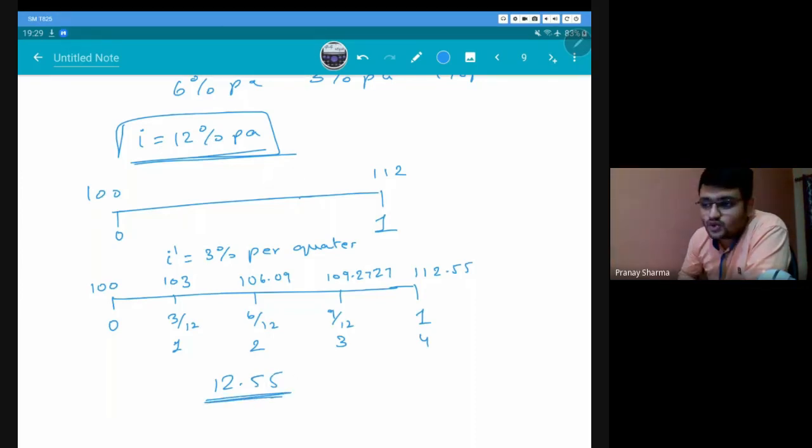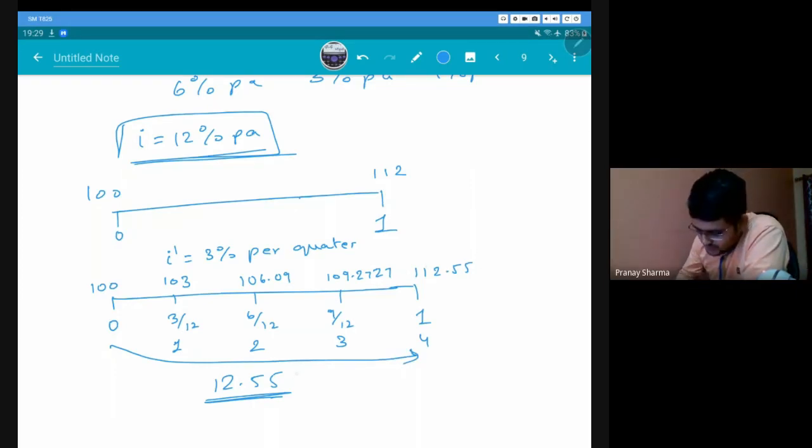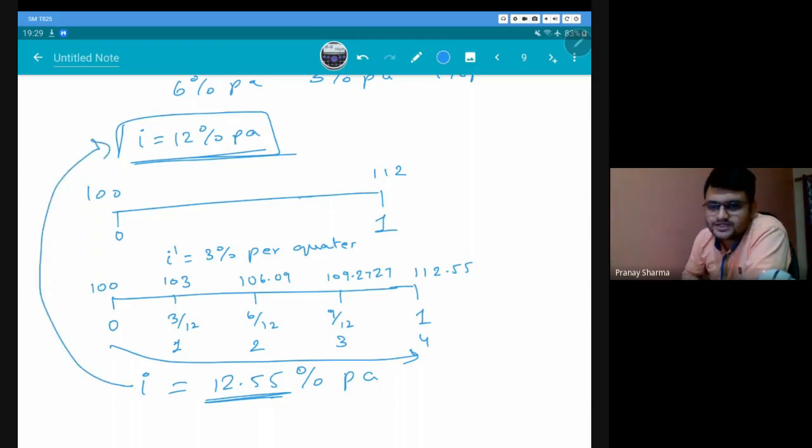Now forget about when the bank is giving you interest. If you see after 1 year, you will say I got 112.55. So you'll say 12.55% in 1 year. So I'm saying 12.55% per annum. This must be my equivalent rate. Clearly this is not equal to this. Why is that? Because on the interest that I've got, I am getting more interest in a year. So I'm compounding interest more than once a year. That is why I am getting more interest at the end of the year.